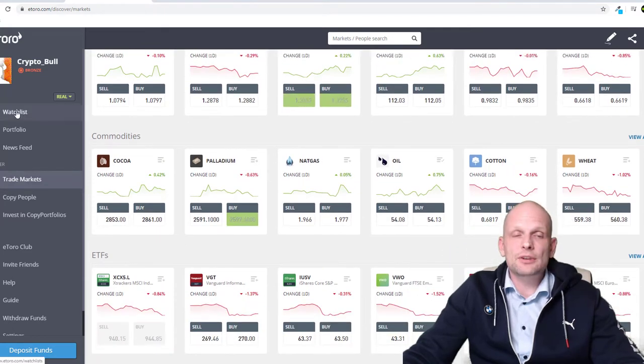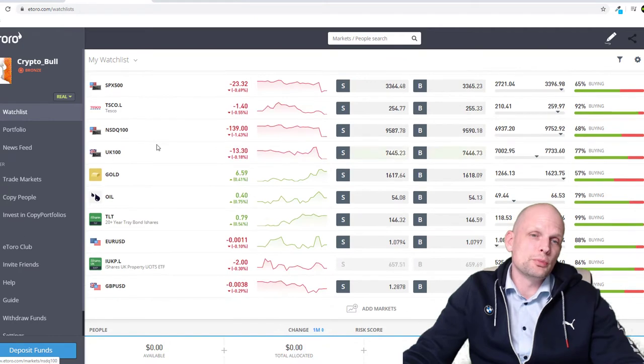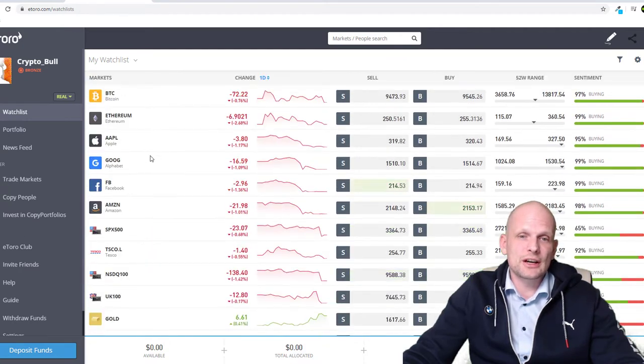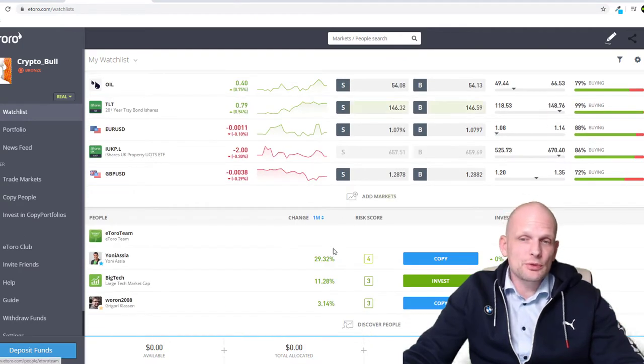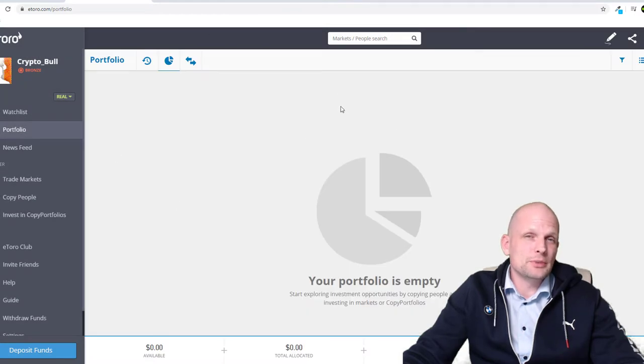And ETFs. Here we have the watch list. Here you can create your own watch list, and this used to be my watch list which I was watching, guys. And here are also people which you are watching. Like I mentioned, you can copy other people's trades by using the eToro platform. Then you have your portfolio. If you would be trading, all your trades would be here, for example buying and selling.